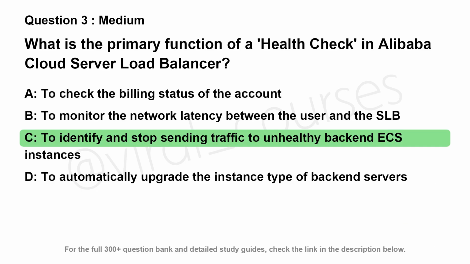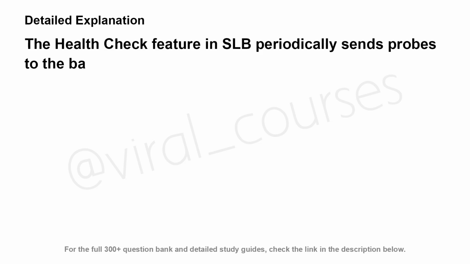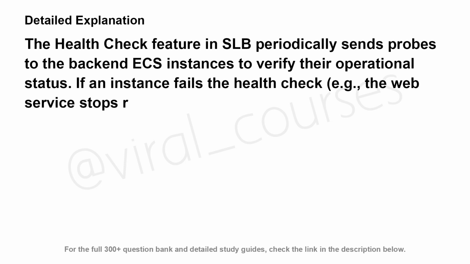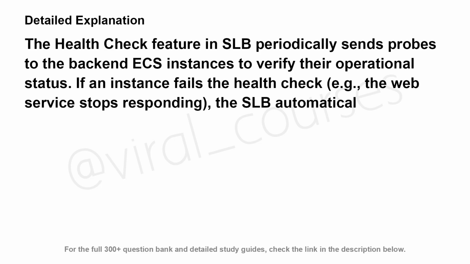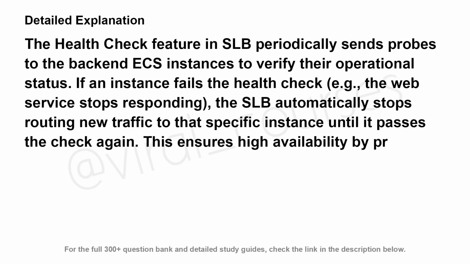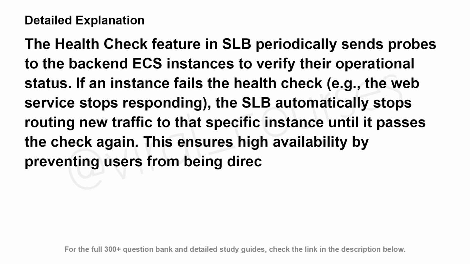The correct answer is C. The health check feature in SLB periodically sends probes to the backend ECS instances to verify their operational status. If an instance fails the health check, e.g., the web service stops responding, the SLB automatically stops routing new traffic to that specific instance until it passes the check. Again, this ensures high availability by preventing users from being directed to a broken server.